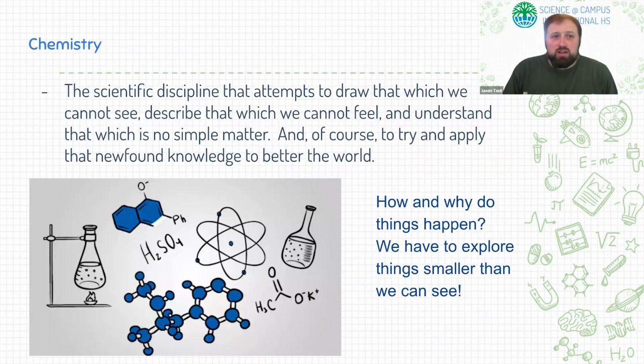So, chemistry is the scientific discipline that attempts to draw that which we cannot see, describe that which we cannot feel, and understand that which is no simple matter, pun intended. And of course, to try and apply all of that newfound knowledge to making the world a better place. So how and why do things happen on the scale that's smaller than we can see?